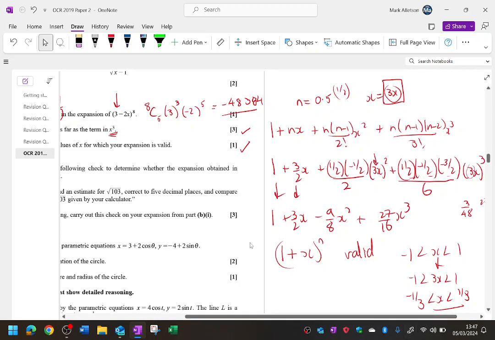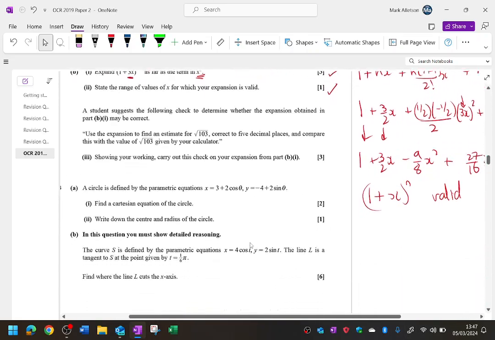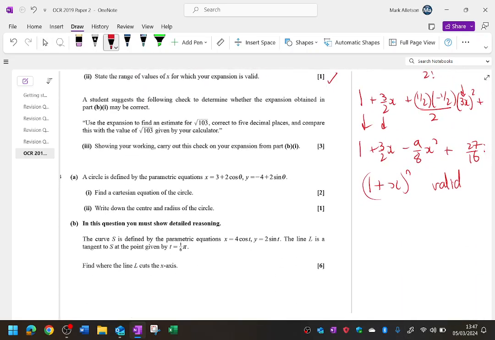And then part C: a student suggests the following check to determine whether the expansion obtained in part B1 may be correct. Use your expansion to find an estimate for root 103. So is it similar?